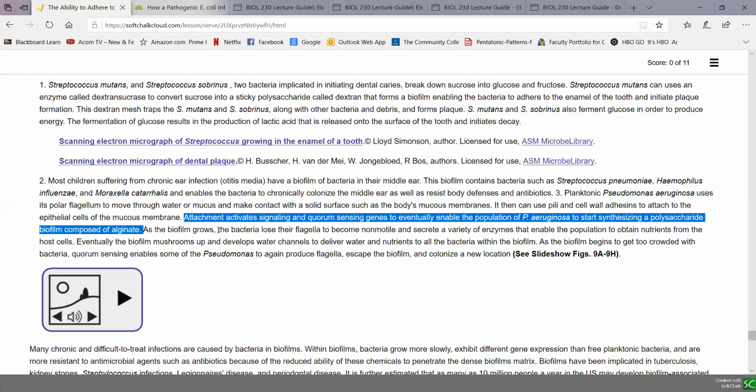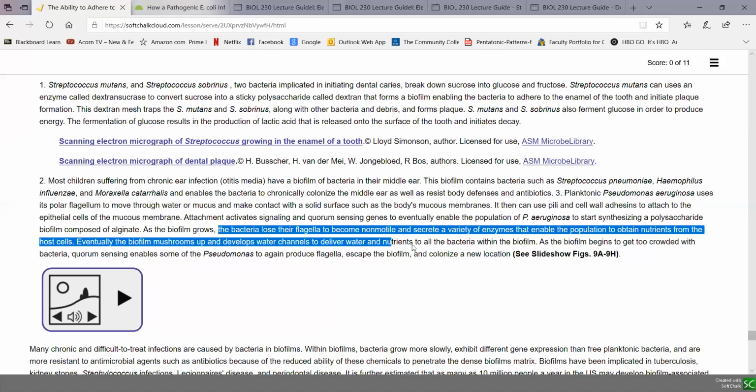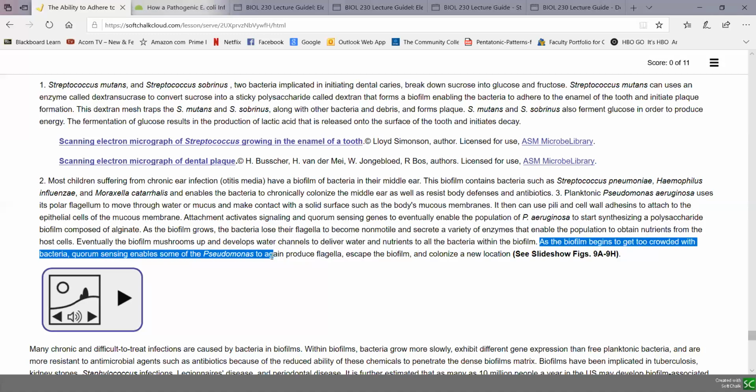And at this point then in the biofilm, the bacteria lose their flagella, become non-motile, and secrete enzymes that enable the population to obtain nutrients from host cells. And eventually, as the nutrients are supplied, the biofilm mushrooms up and develops water channels to deliver water and nutrients to all the bacteria. And as we finally saw, as the biofilm begins to get too overcrowded, quorum sensing enables some of the Pseudomonas to again produce flagella, escape the biofilm, and colonize a new location.